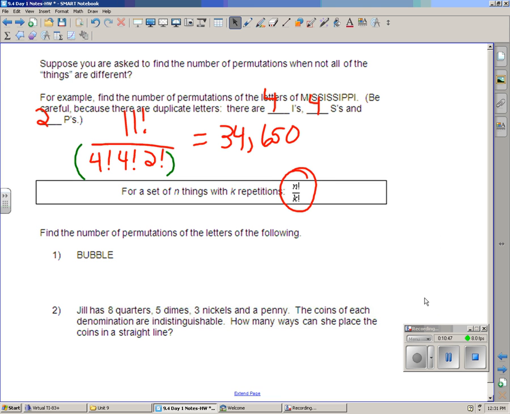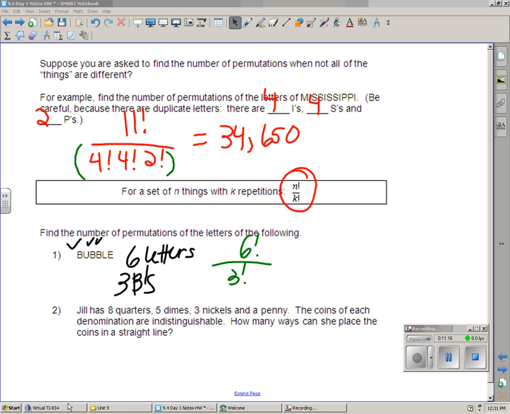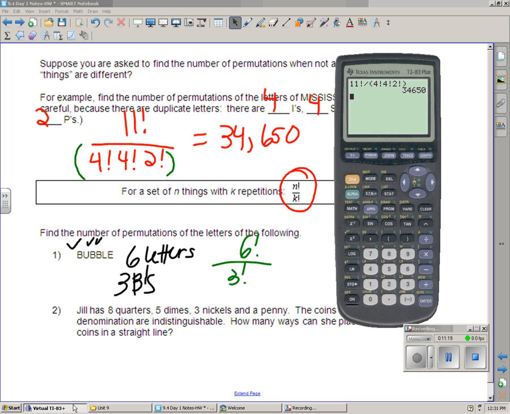Okay? Last 2 problems about this. Find the permutations of the letters of the following word: bubble. There are 1, 2, 3, 4, 5, 6 letters in the word bubble. So there's 6 letters. But there are 3 B's. So the setup would be, I've got 6 factorial divided by 3 factorial, just the repeating B's. And then my answer comes out: 6 factorial divided by 3 factorial, and there we get 120.